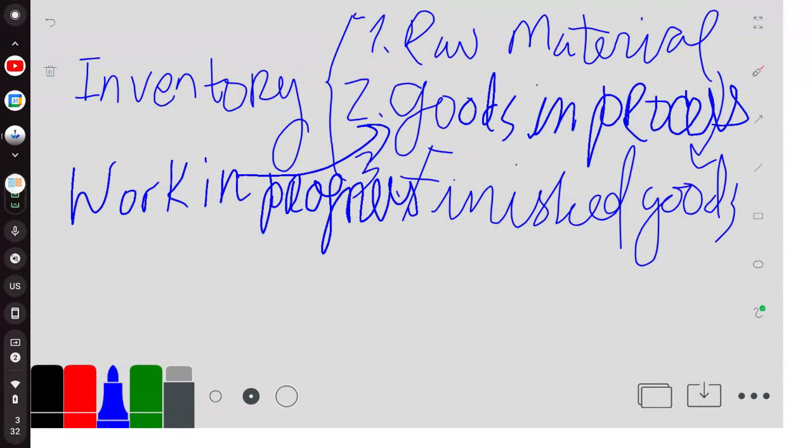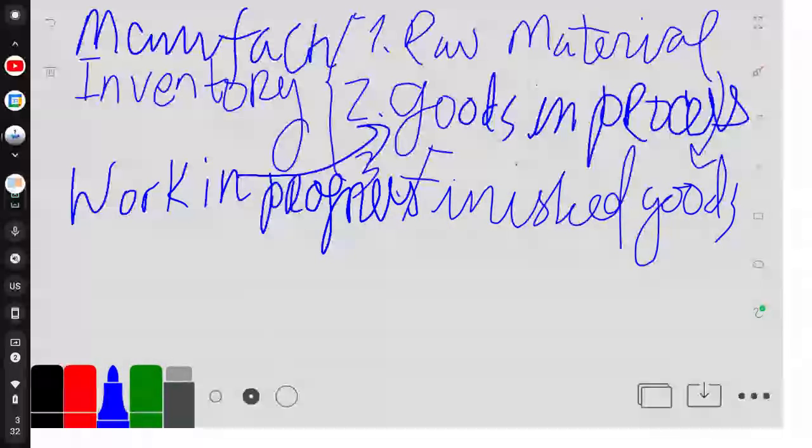So think about it. These names are really logical. Then think about it, all of these are called inventory in manufacturing, because in manufacturing, they all cost you money.